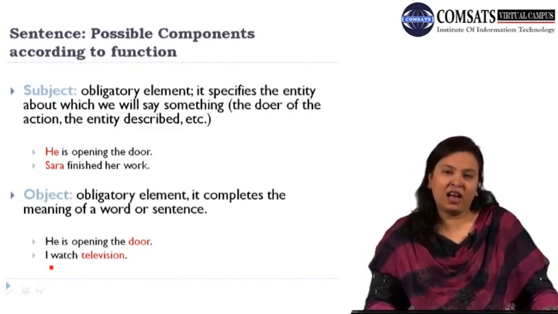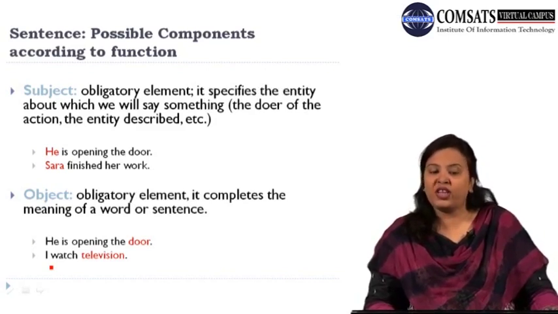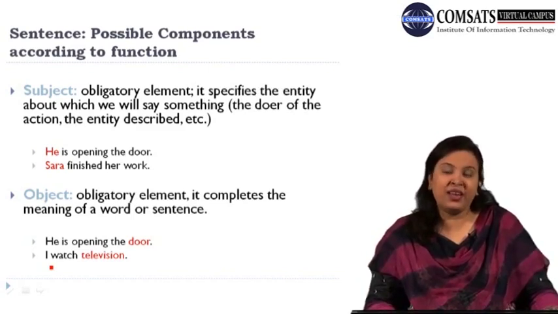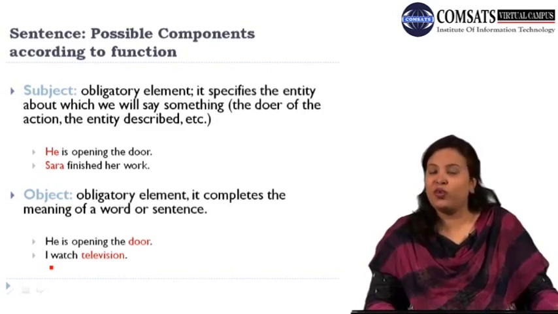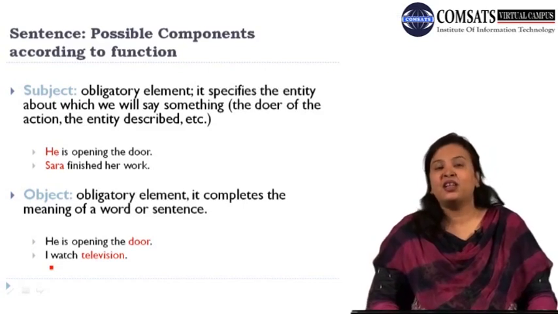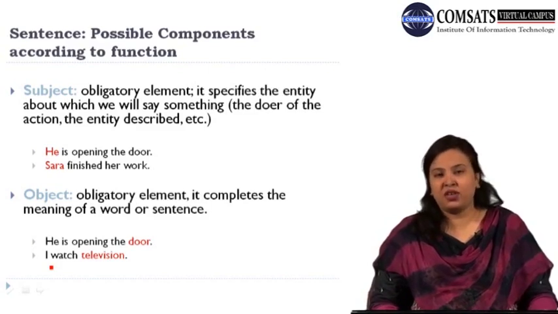It is an obligatory element of a sentence because it specifies the entity about which we will say something. The doer of the action, the entity described, it is the leading thing, the one about whom we are talking, or the person who is doing something, or the instigator of an action. He is in the subject place, whether it is an animate object or an inanimate object. In both cases, the doer of an action or something that is described takes the position of the subject.